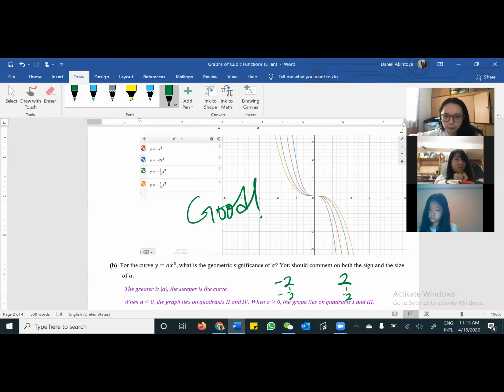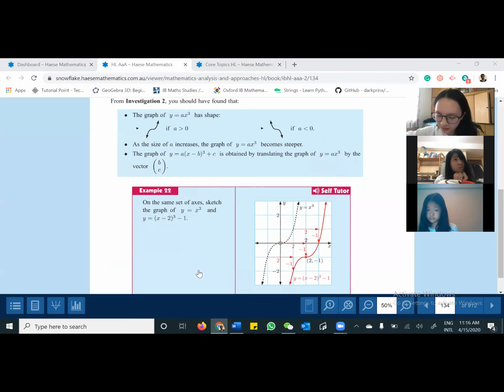Now, Lillian, can you break it down in simpler words for something to be steep? Everybody check the Chinese version online because you need to understand these keywords.